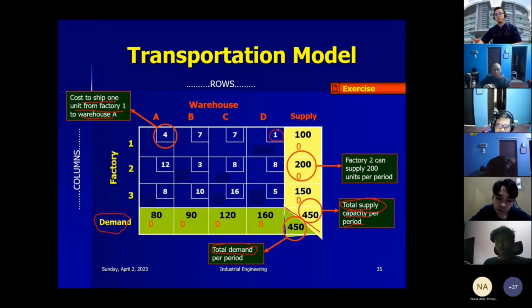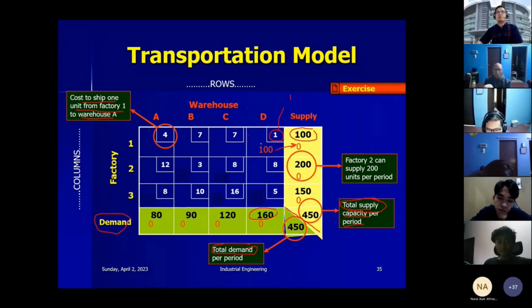So we put the 1 ringgit first. This is number one. So how do we allocate the supply? Look at our box, supply 100 here, and demand 160 here. Between 100 and 160, which one is the minimum? Supply 100. So we put 100 here. 100 minus 100, so the balance will be 0.